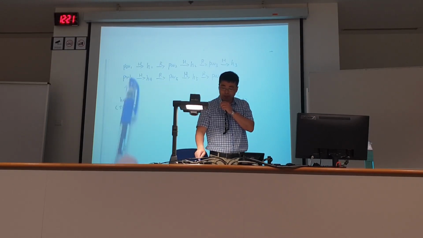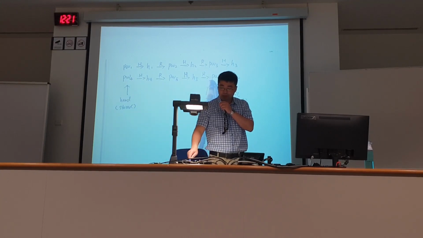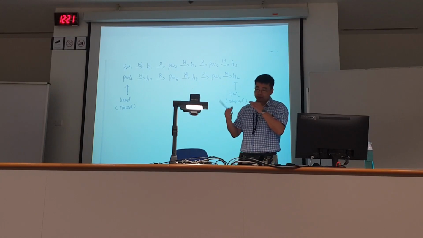So I can start from the beginning, from password 4, I can do hash, reduce, and hash. Now I get hash 2. That means, okay, this is the password I need. So this is the first case.